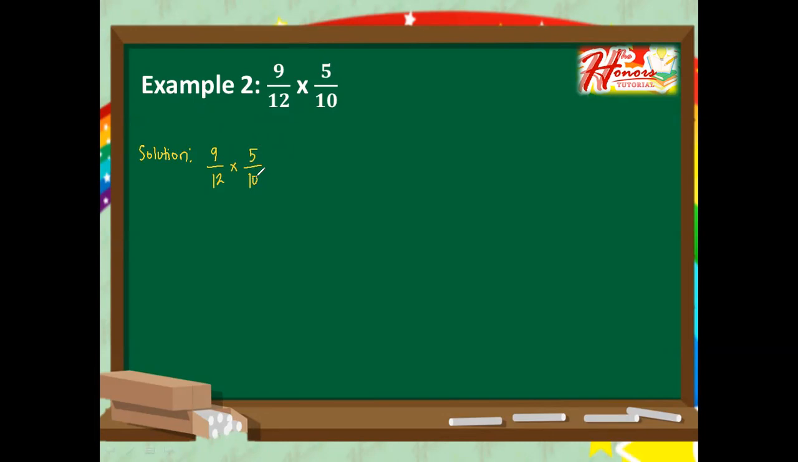So for 9 and 10, though they are partners, we cannot simplify it because there's no number that can divide 9 and 10 at the same time without remainder. So also for 12 and 5, there's no number that can divide 12 and 5 at the same time without remainder. So therefore, though I want to use the cross multiplication method, I can't. So we will be using the first method now.